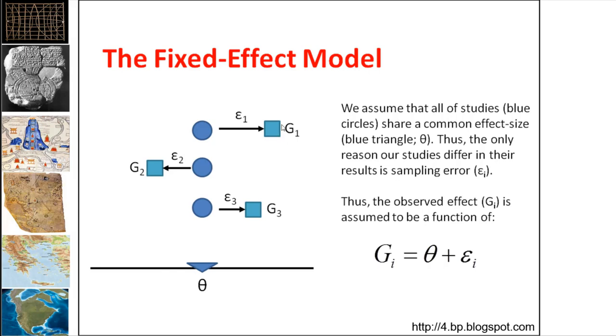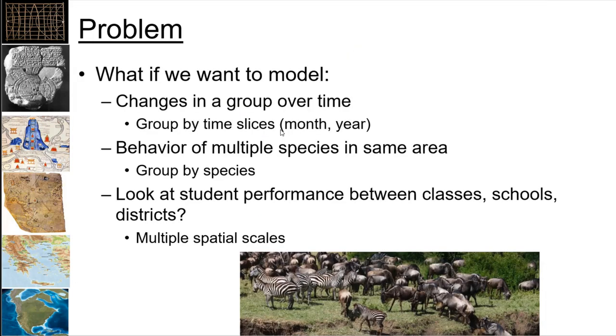Now, the problem with this comes in when we start to group things over time. In other words, if we have a data set that we collected over different months of the year, or different seasons, or different species, or a classic problem here is one based on student performance. And these can also have multiple spatial scales. In other words, if we have zebras and wildebeest, there might be different things going on between the zebras and the wildebeest in one data set.